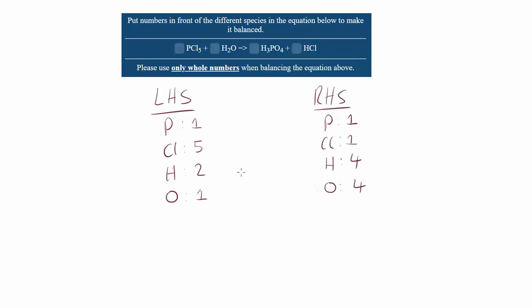So in order to try and get towards a balanced equation, I'm going to multiply the HCl by 5. So I'm going to use a coefficient of 5 and put that in front of the HCl. Okay, so that's effectively going to give us PCl₅ plus H₂O produces H₃PO₄ and 5 HCl.